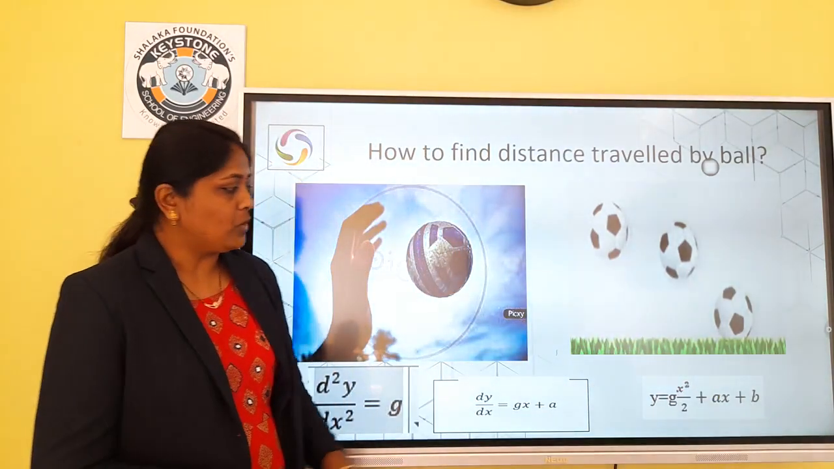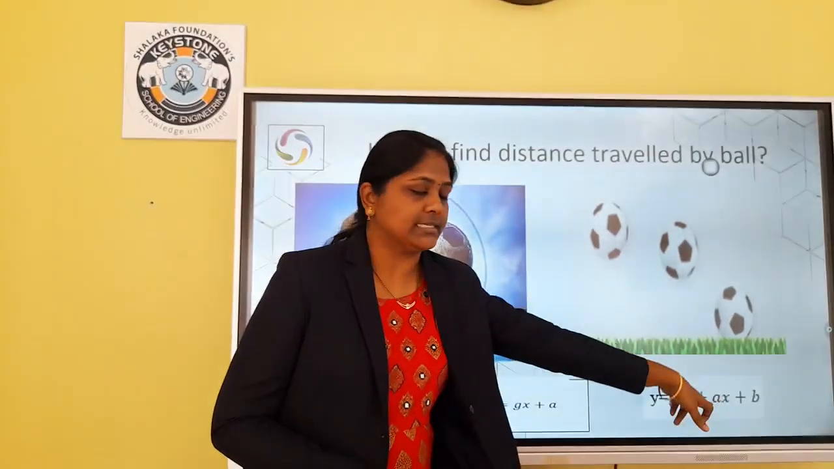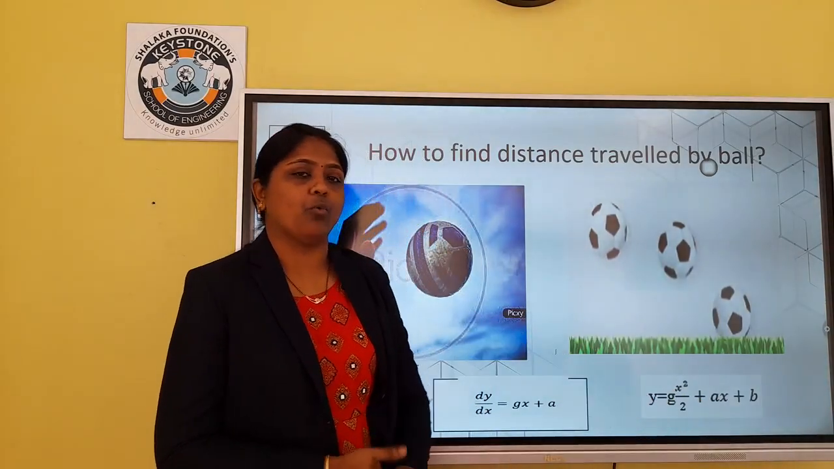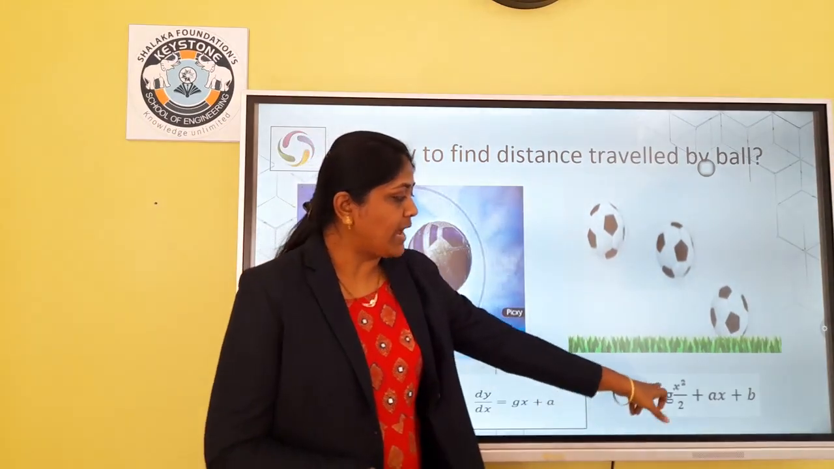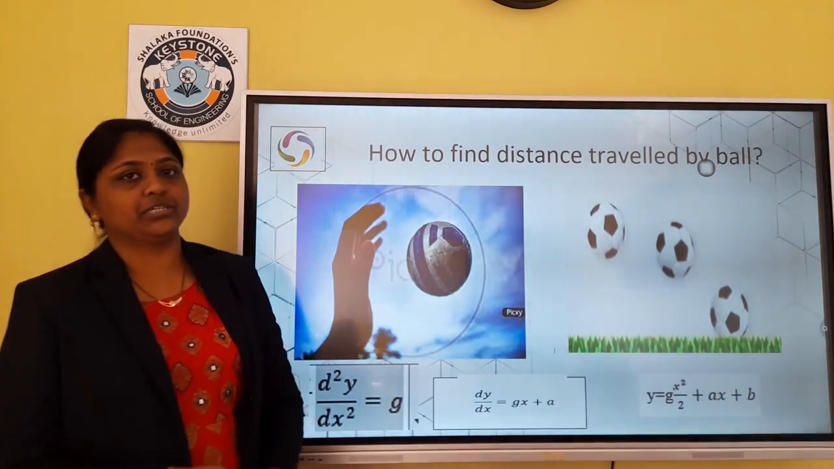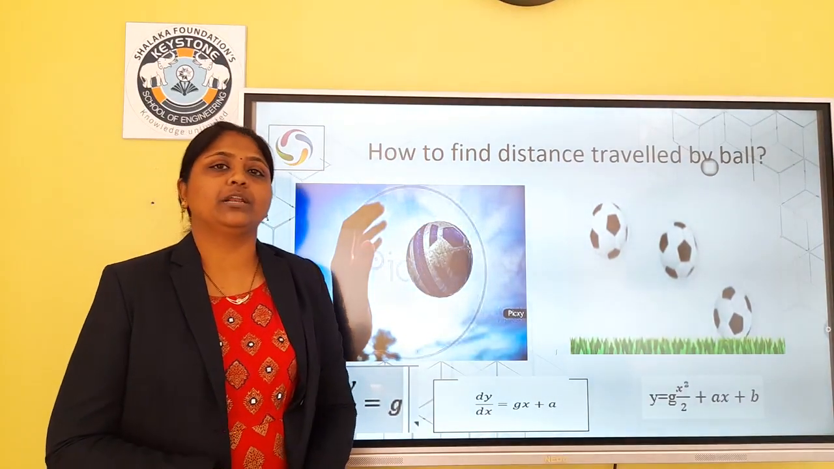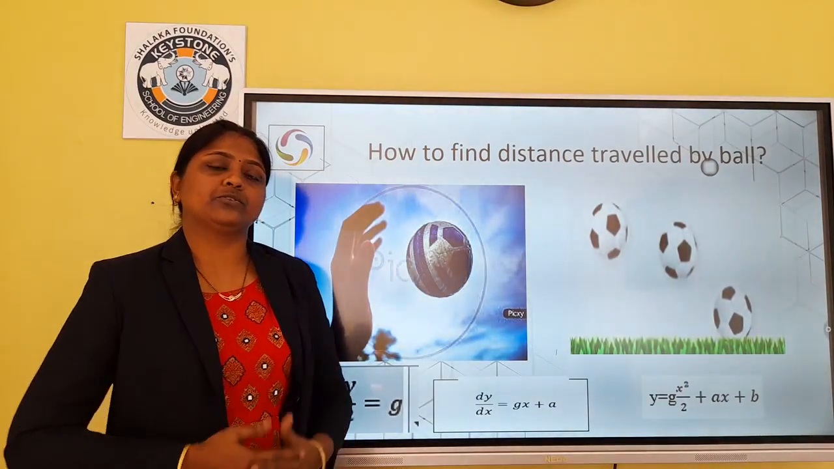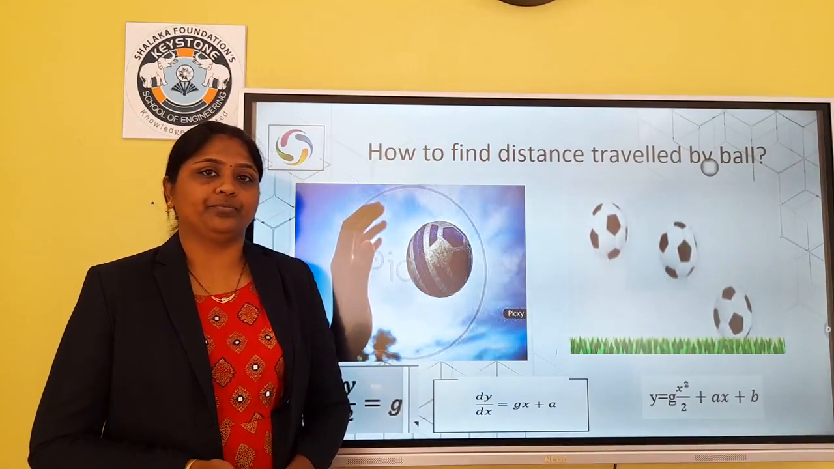So if you observe this, what is this? This is the distance travelled by that ball, and you are getting y is equal to x square, such a type of equation if you ignore the arbitrary constants. So y is equal to x square is nothing but the parabola, right?